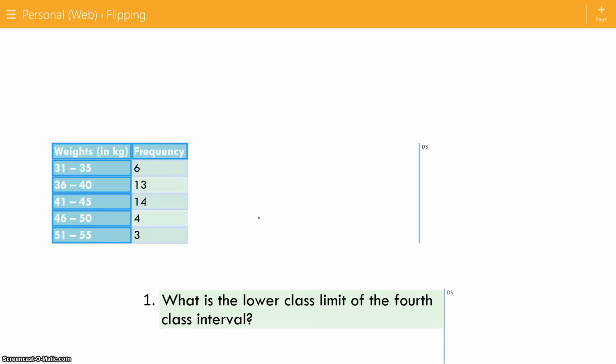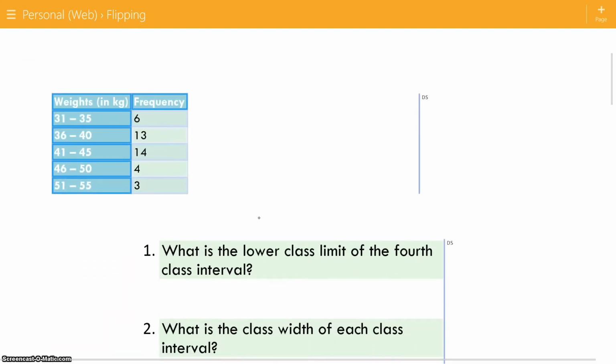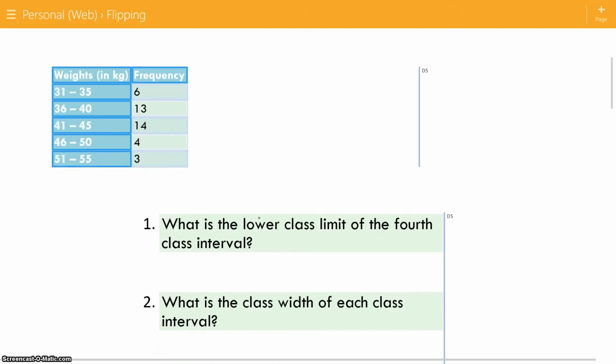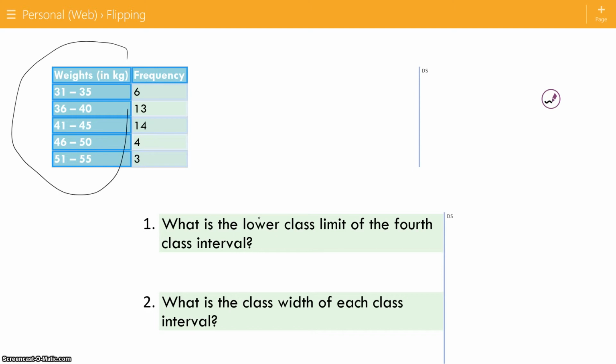So, for starters, let's look at some frequency tables here. We have a frequency table. Note we've got some class intervals. That's this stuff here on the left. And then we've got the frequencies for which these occur.